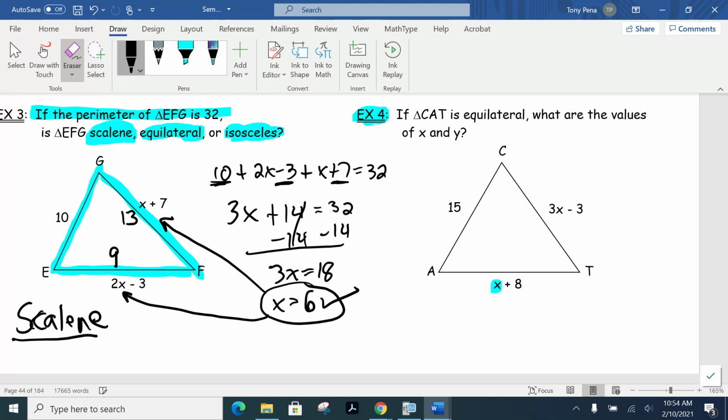Okay, perfect. So this one, bottom one. All right.